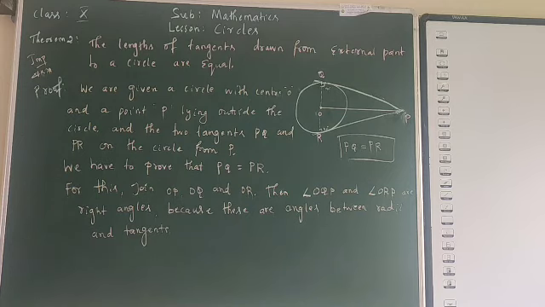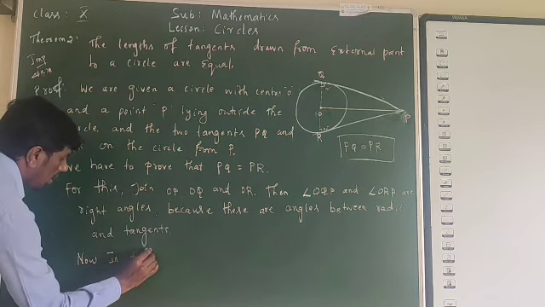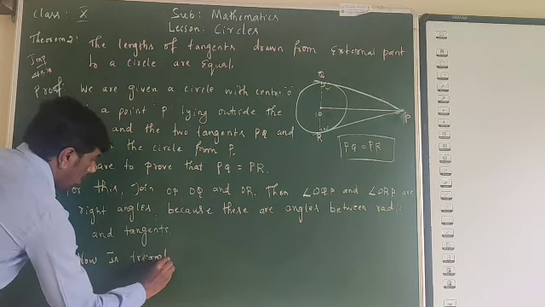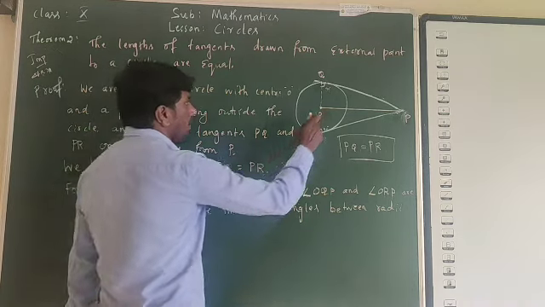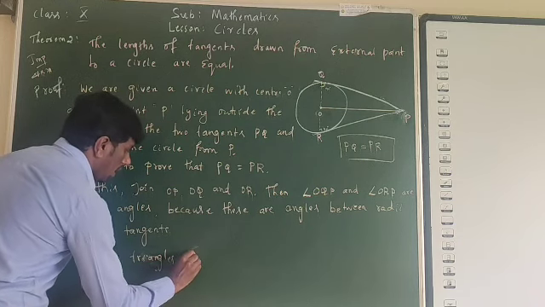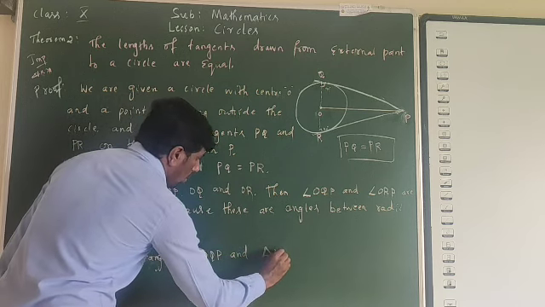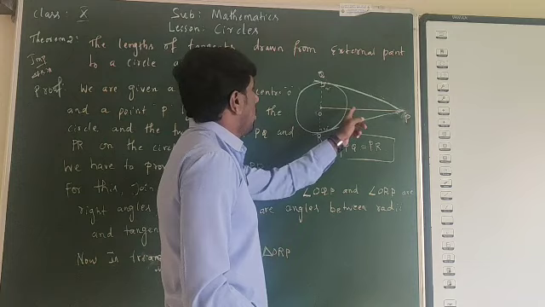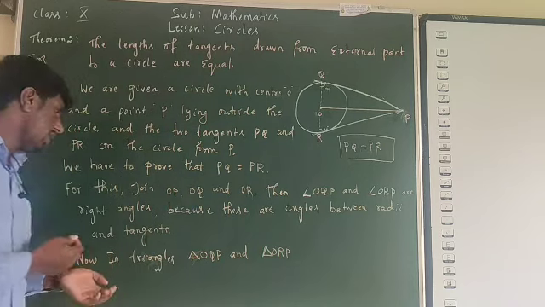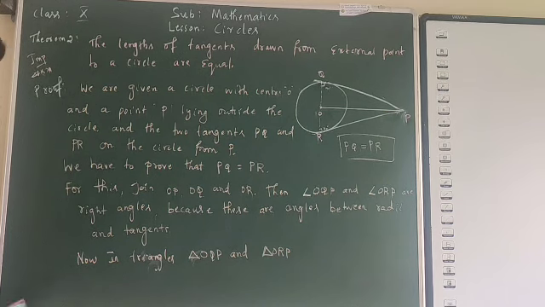So now we will take two triangles. We have OQP and then ORP. We will take triangle OQP and triangle ORP. OQP is one right triangle and ORP is another right-angled triangle.